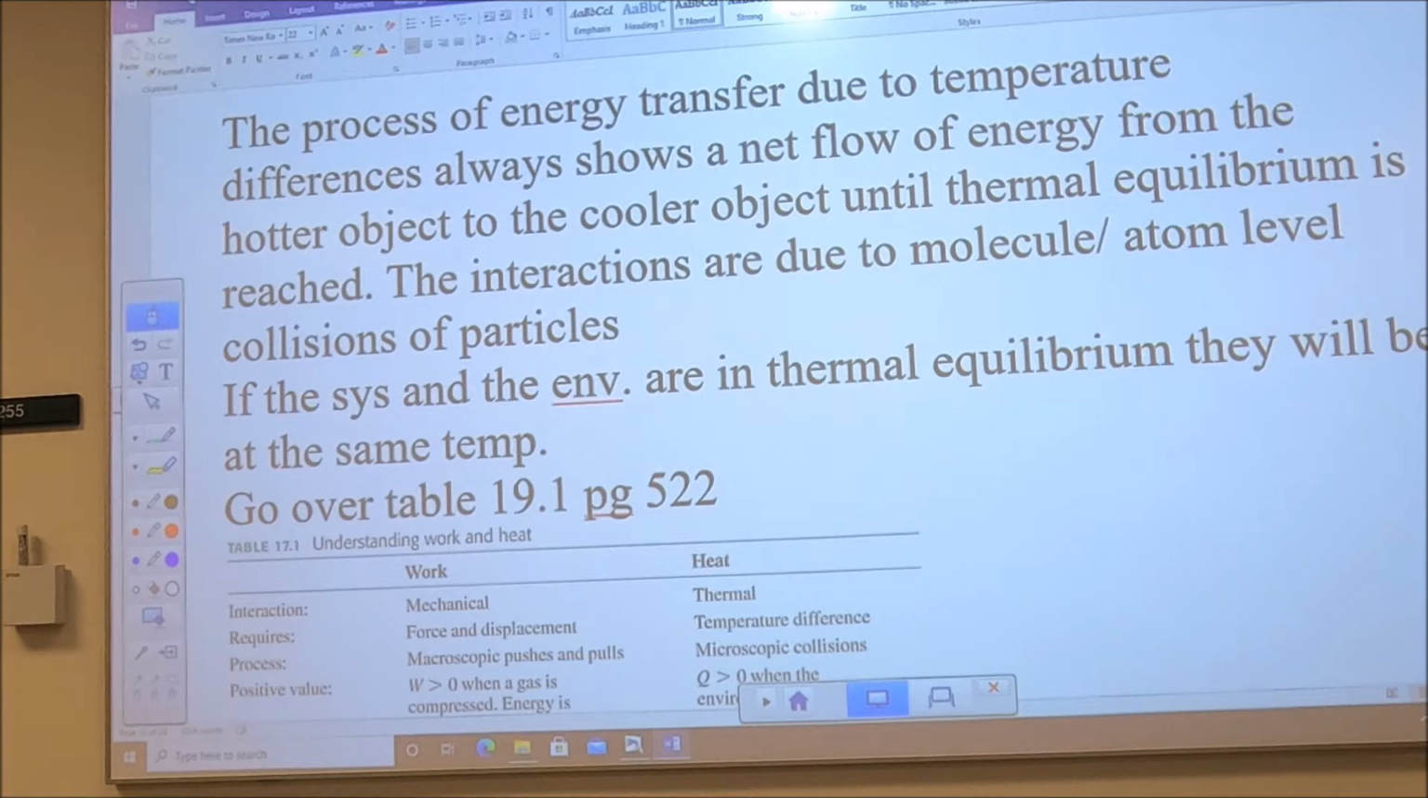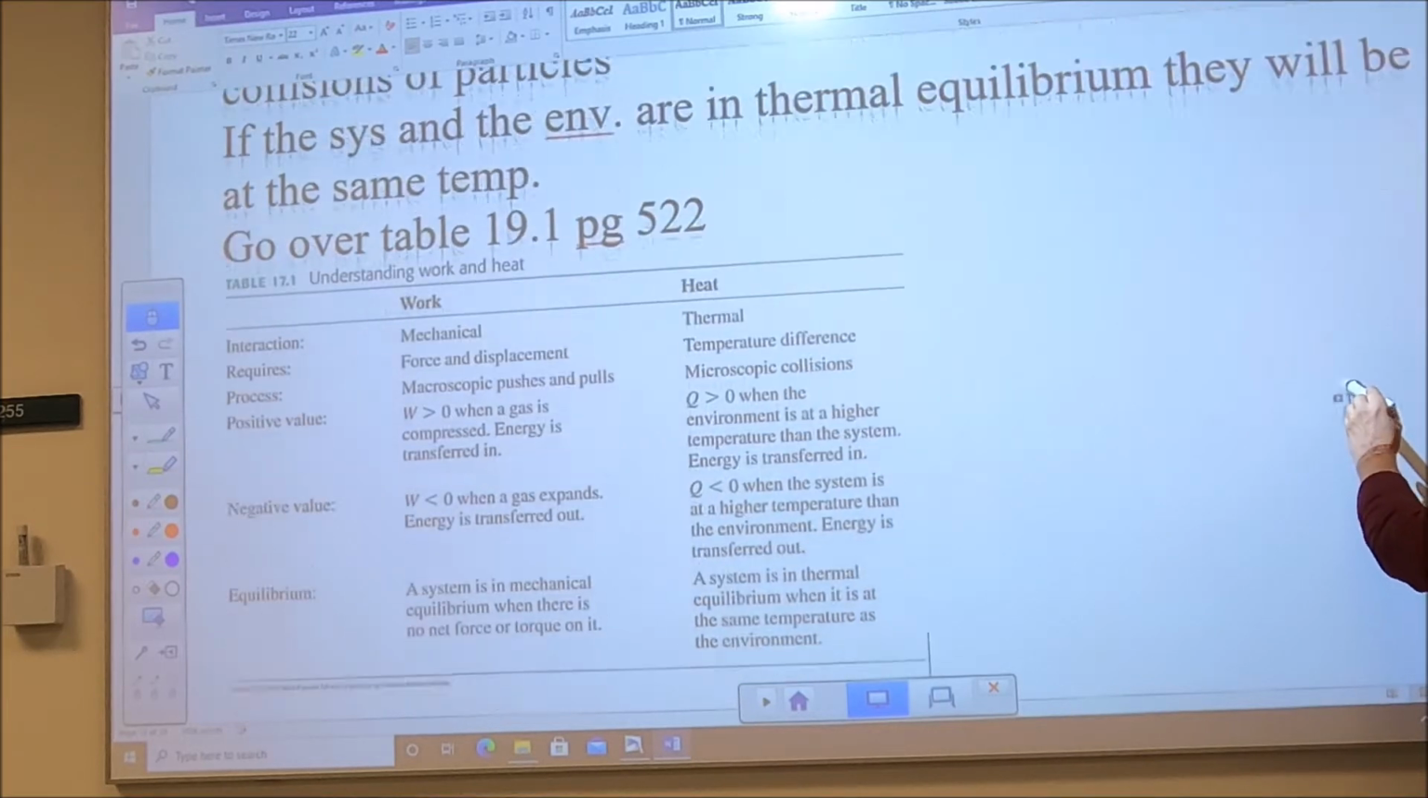The process of energy transfer due to temperature differences, heat, always shows a net flow of energy from hot to cold. Remember, I can't put a hot object next to a cold object and have the hot object get hotter and the cold object get colder. It just doesn't work that way. Hint, we're going to talk about entropy, and that's one of the concepts that's going to be important there.